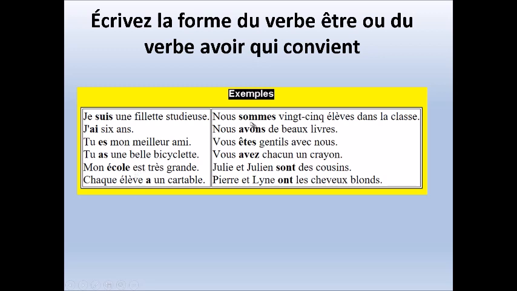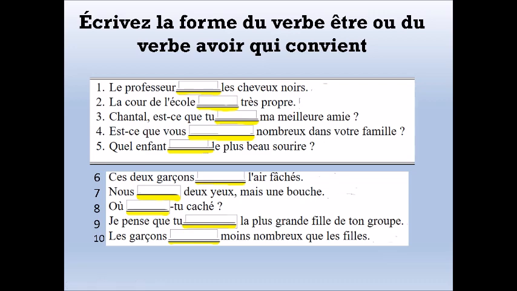Écrivez la forme du verbe être ou du verbe avoir qui convient. Exemple, je suis une fillette studieuse, j'ai 6 ans, et on continue de la même façon. Nous sommes 25 élèves dans la classe, nous avons des beaux livres. Alors, tout ça, ici, c'est des exemples. Alors, on continue.